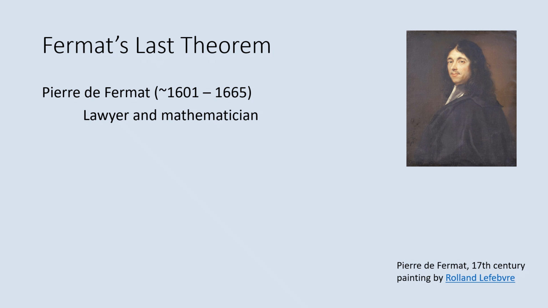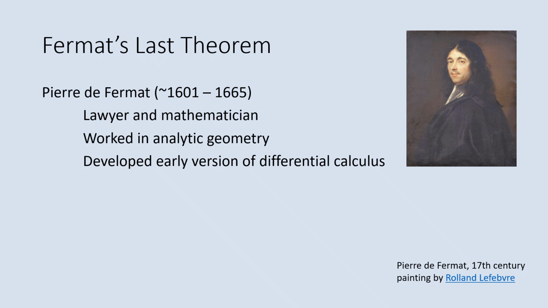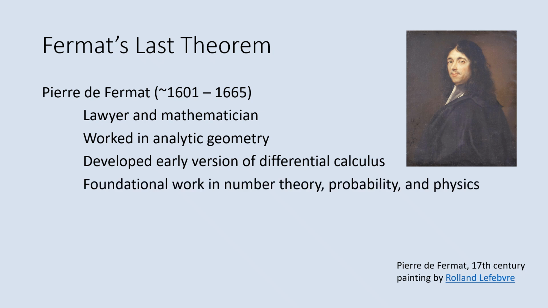Fermat was, again, a lawyer and a mathematician. He worked in areas of analytic geometry. He worked on an early version of differential calculus that both Newton and Leibniz were aware of, and his work helped them develop calculus in the ways that they did things. He did foundational work in number theory and probability and in physics.